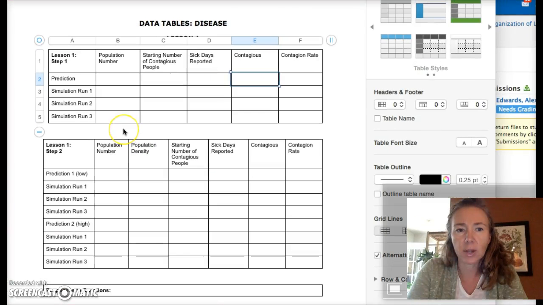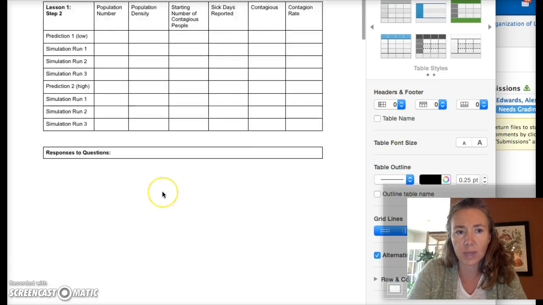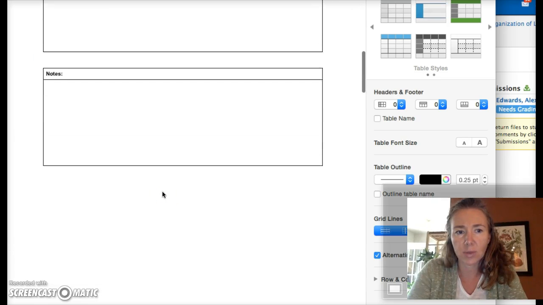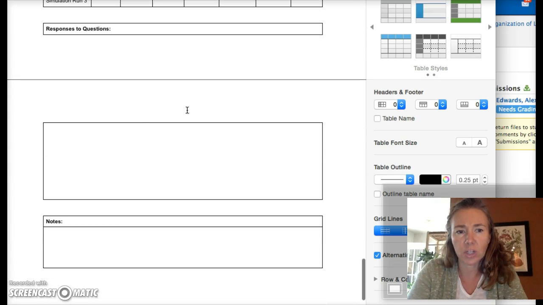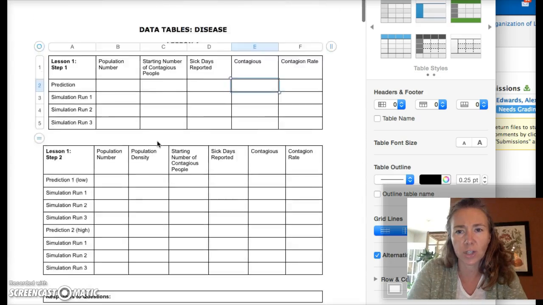So your data table looks a little like this. And we're actually going to do 3 different lessons, and each lesson has 2 different steps. So I've got lesson 1, step 1 and 2, with some notes down here, lesson 2, step 1 and 2, and lesson 3, step 1 and 2. And each of these have questions, just a couple of short questions.